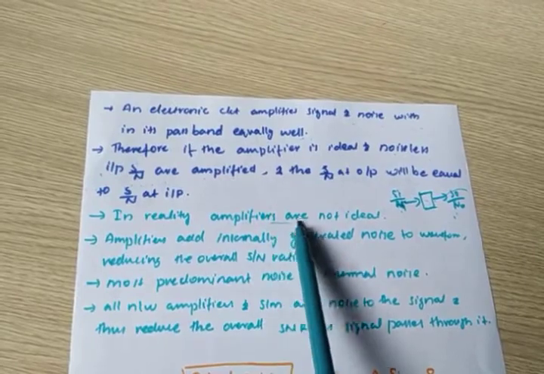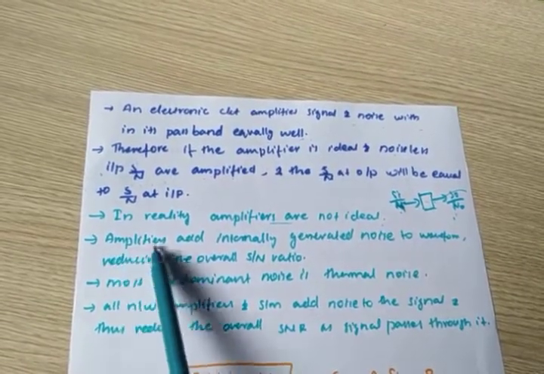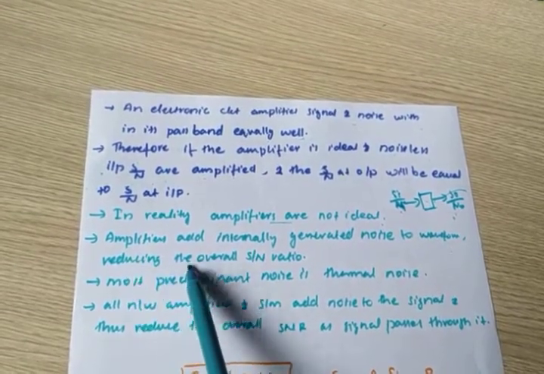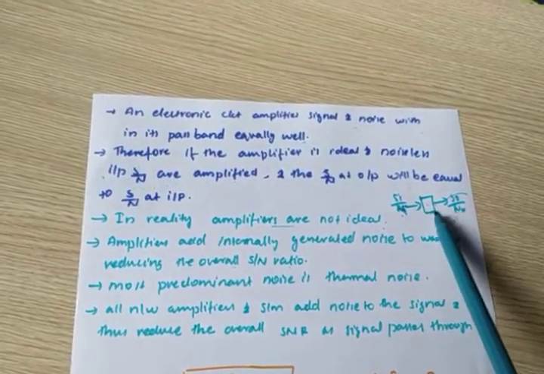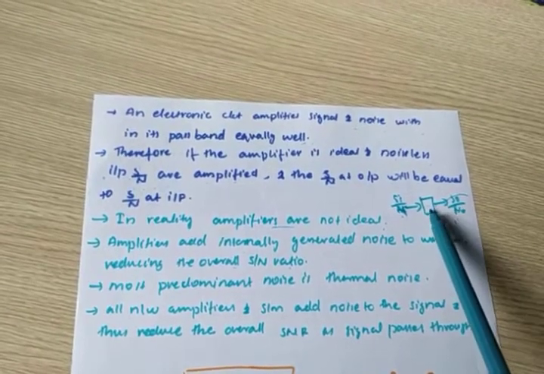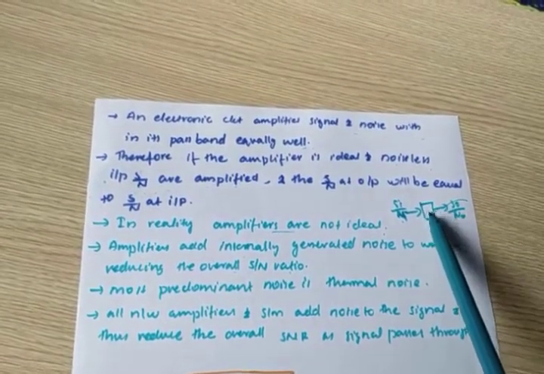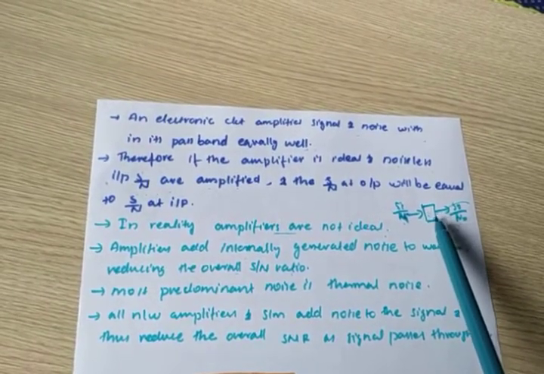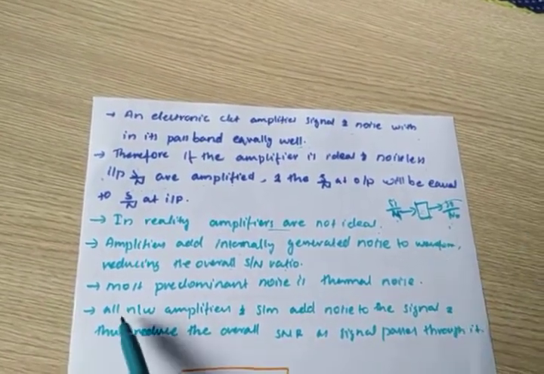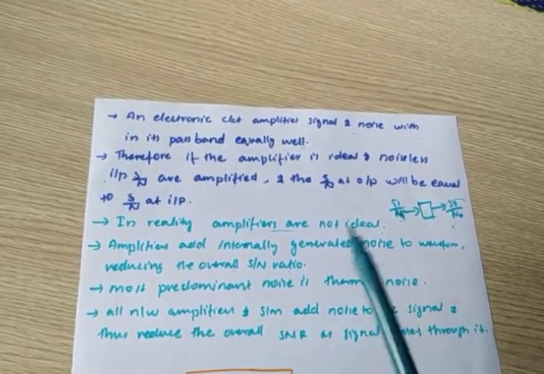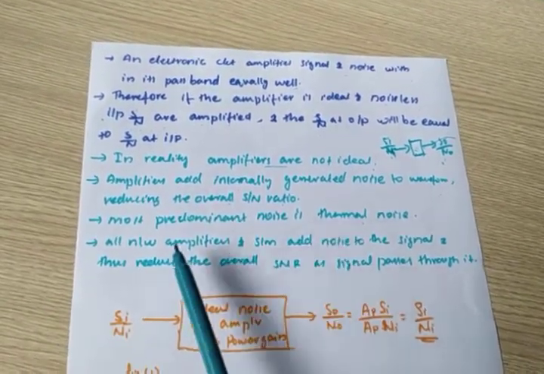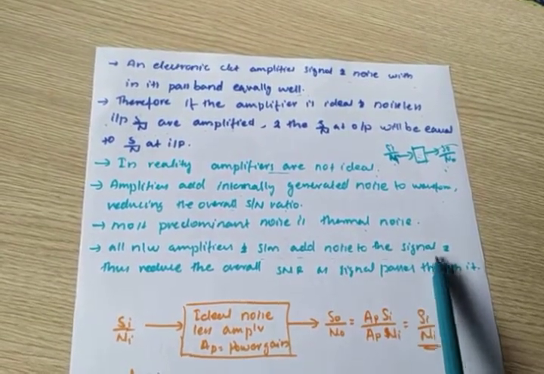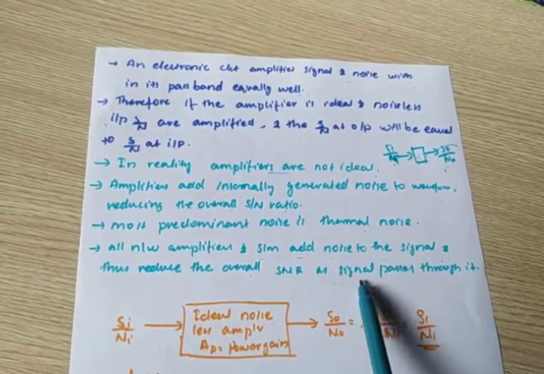In reality, amplifiers are not ideal. Amplifiers generate internal noise into the waveform, reducing the overall signal to noise ratio. We know that practically we can't make an ideal system, so definitely the system noise will enter. That means internal noise will be generated and added to the input. The most predominant noise is thermal noise, always. The network amplifies and the system adds noise to the signal, and thus reduces the overall signal to noise ratio as the signal passes through it.